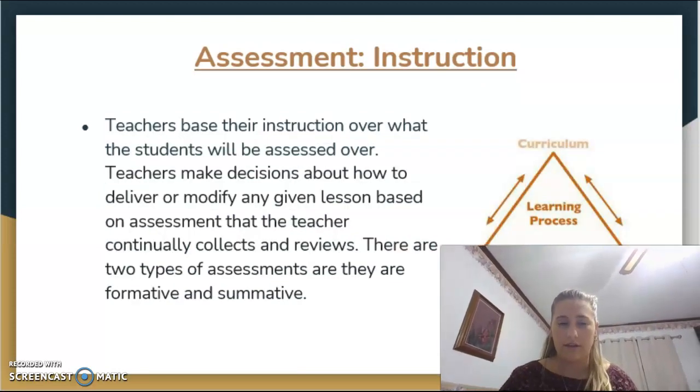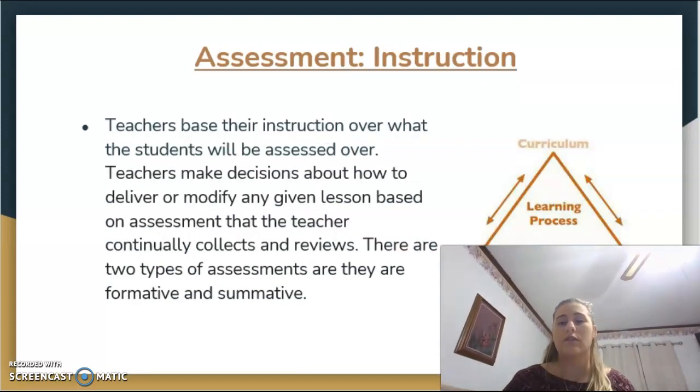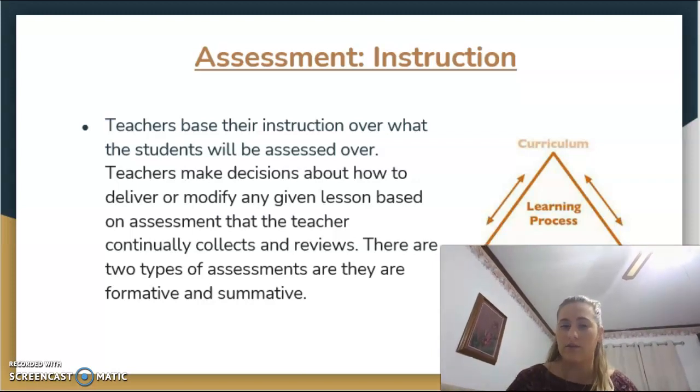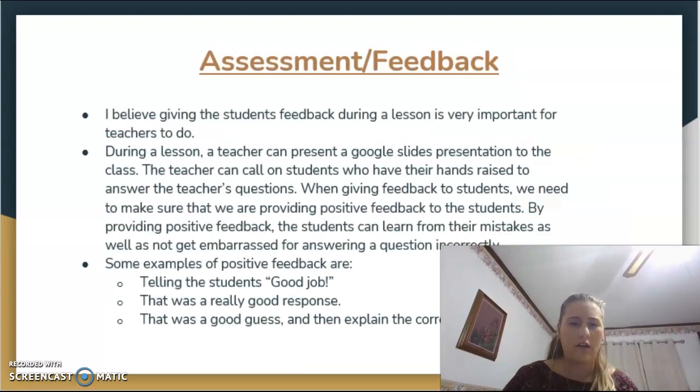Now we're going to talk about instruction. Teachers base their instruction on what the students will be assessed over. There are two types of assessments, and they are formative and summative.